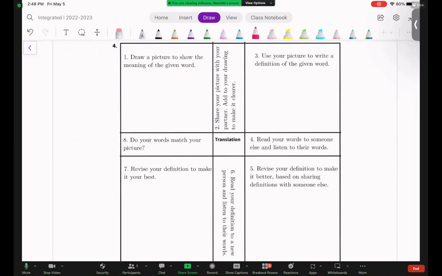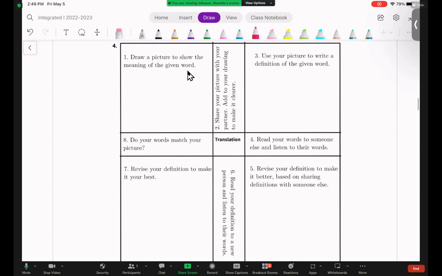So they want you to start off with drawing a picture to show the meaning of the given word. So here, the meaning of the given word is translation. So we need to come up with a pretty good show of translation. So it says first, draw a picture to show the meaning of the given word. So pick a shape, pick a number, pick a letter, pick a something, and show how you would show translation.